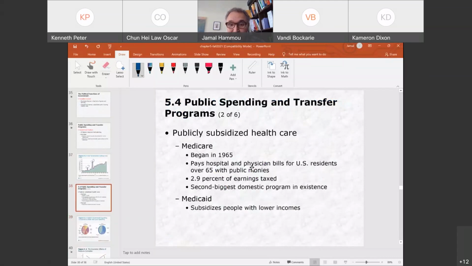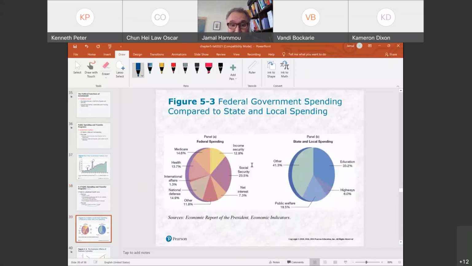The government subsidizes healthcare through Medicare. Medicare began in 1965 and pays hospital and physician bills for U.S. residents over 65. You contribute to it when you are working: about 2.45% of your income goes to Medicare. When you get to 65, you will be eligible for it. That's the biggest domestic program in existence. The government spends so much money. Medicaid is a state program that helps poor people, lower-income children and lower-income adults.